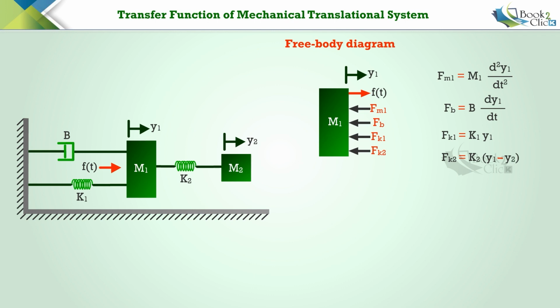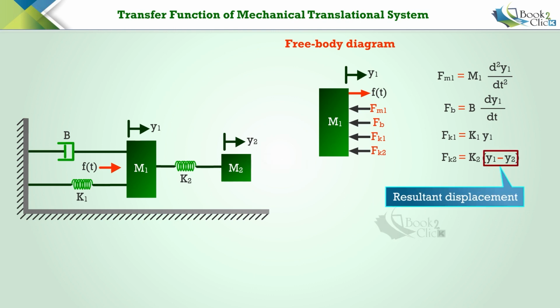Since the spring K2 is subjected to the displacements y1 and y2, we should consider the resultant displacement while calculating the opposing force. Here we are referring to the mass body M1, and the displacement corresponding to M1 is y1. So, we should subtract y2 from y1 to calculate the resultant displacement.